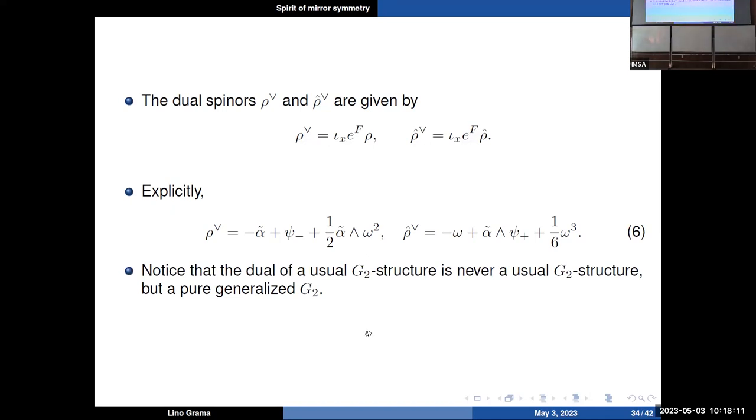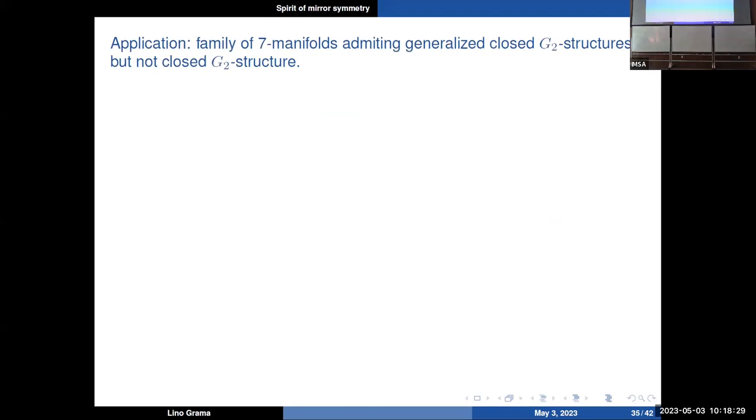Okay. And just to remark, the dual of a usual G2 structure is never a usual G2 structure, but purely generalized, not coming from a generalized G2 structure. And as an application, we can provide a family of seven-manifolds that admits a generalized closed G2 structure, but does not admit a closed G2 structure. This will be a non-trivial example.